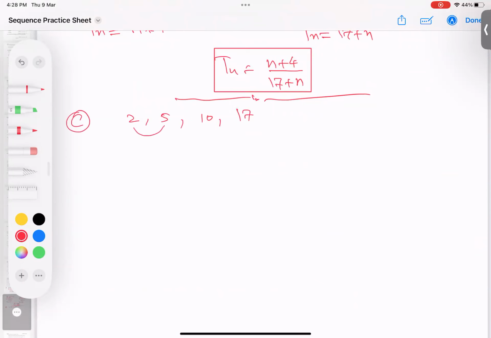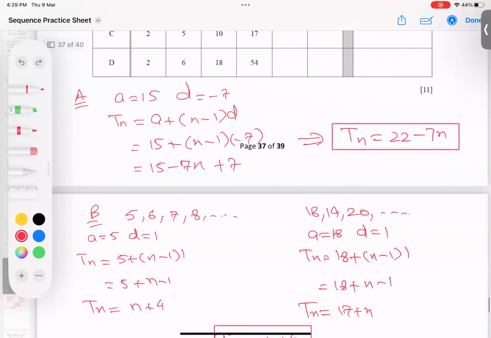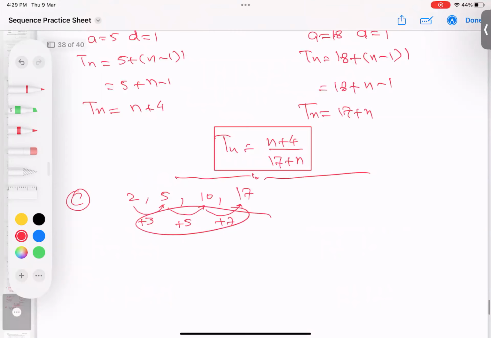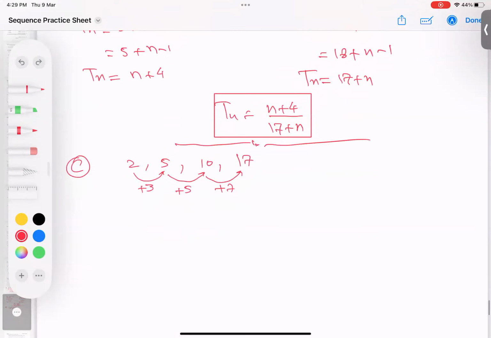First of all, what do I add to get 5? So 3 plus. Then to get 10, 5 plus 5. What about this, plus 7? It means the difference is not the same. This AP formula I apply only if the differences are the same. But if the differences are not the same, I can't apply the formula. Then I have another choice. What is that?